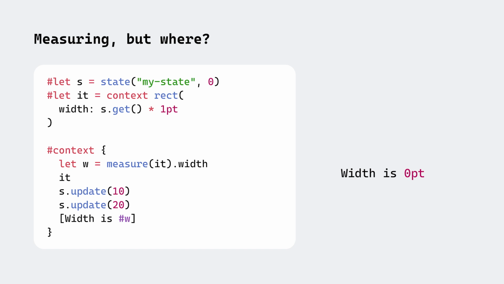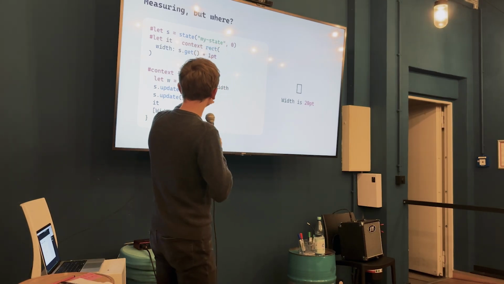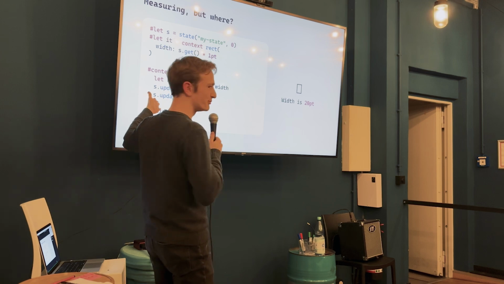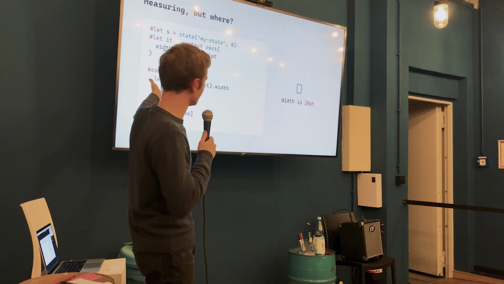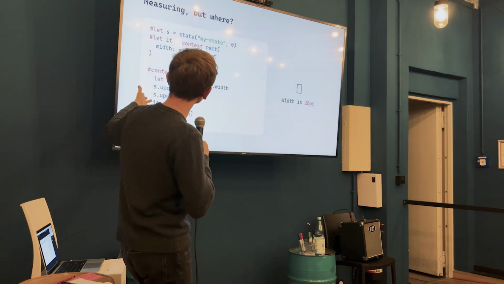So maybe what happens here is not so surprising if I change things up, but it should be surprising. So if I do it like this, width is 0 point. If I move it after the update, width is 10 point. If I move it once more, width is 20 point. But why? Measure doesn't really know anything about it being here. There could be 2 of it, there could be 0 of it. Like, how does that work?